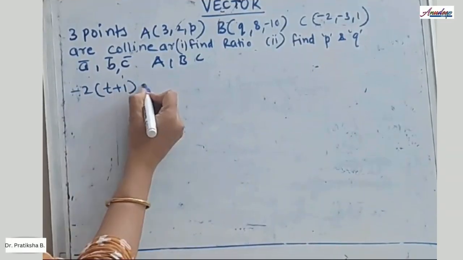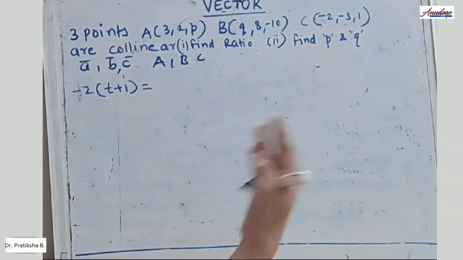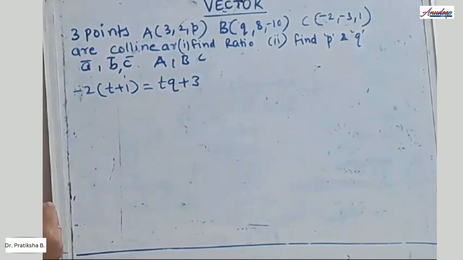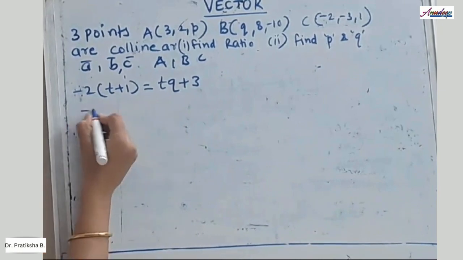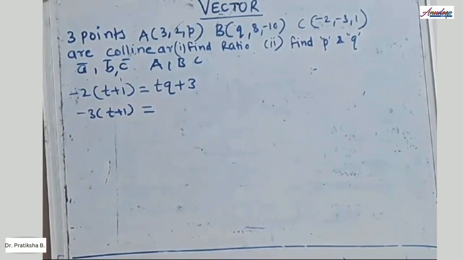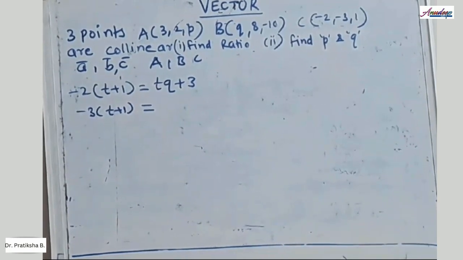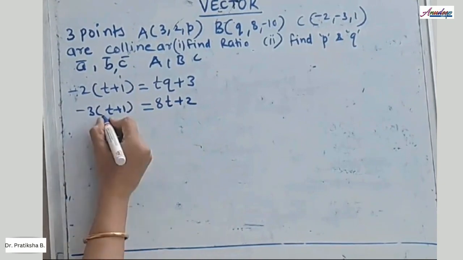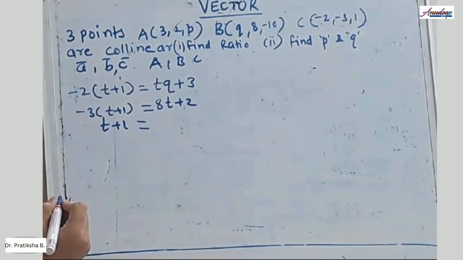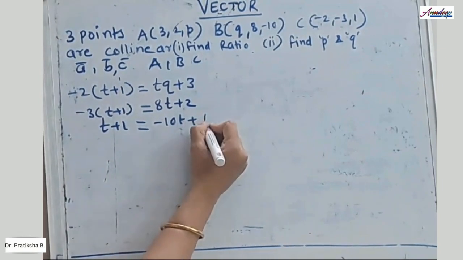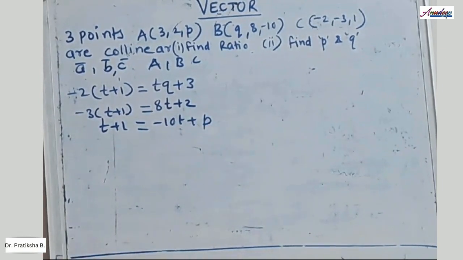It is equal to the same term that we have written on the right hand side. What is the coefficient of i on the right hand side? It is TQ plus 3. Similarly, for j we have minus 3 into T plus 1 is equal to 8T plus 2. And lastly, we have T plus 1 is equal to minus 10T plus p. Now let us simplify and see what the value of T is.